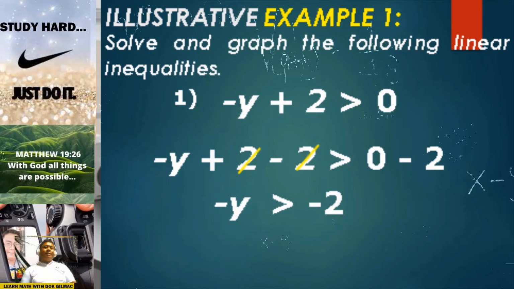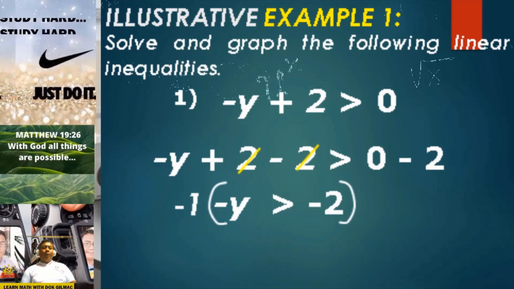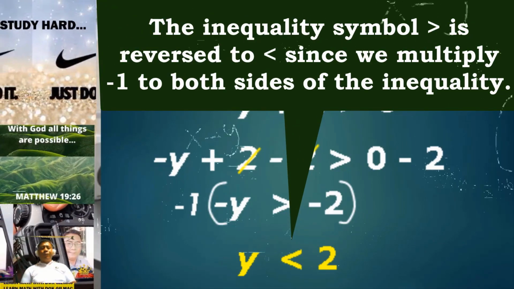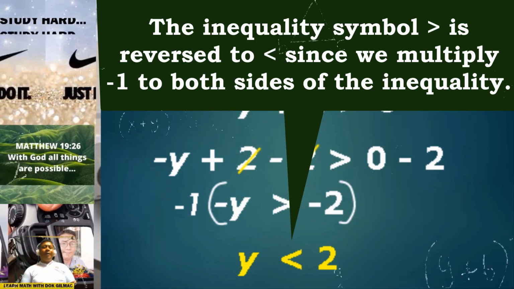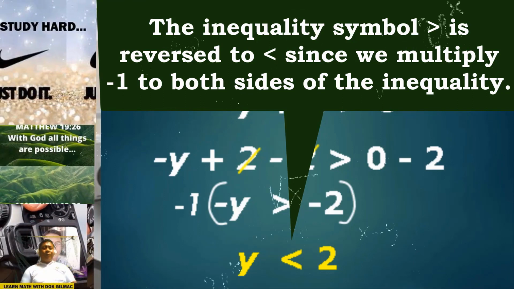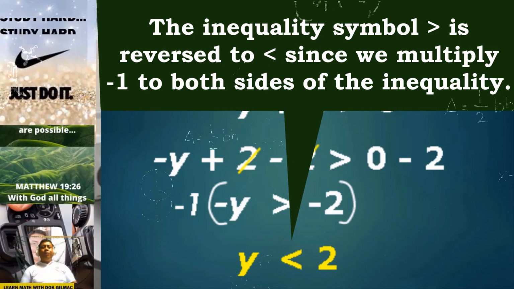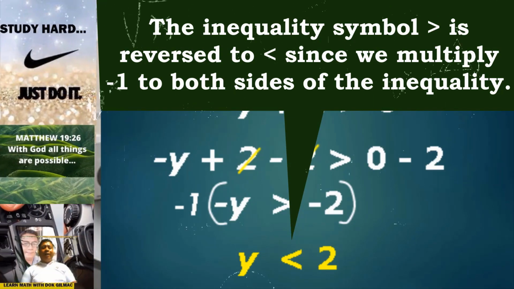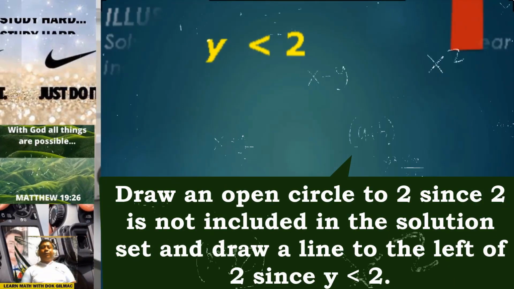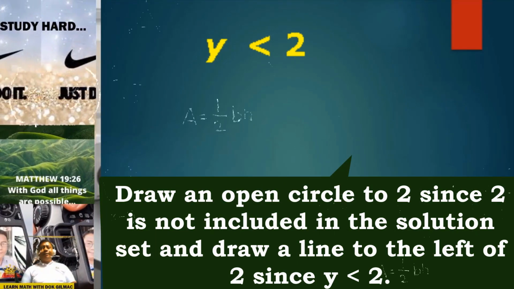Multiplying both sides of the inequality by negative 1, we have y is less than positive 2. As you can see, the inequality greater than is simply reversed to less than since we are multiplying a negative number to both sides of the inequality. Now let's consider y is less than 2, and we're going to graph this in the number line.